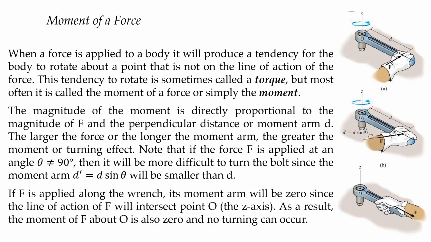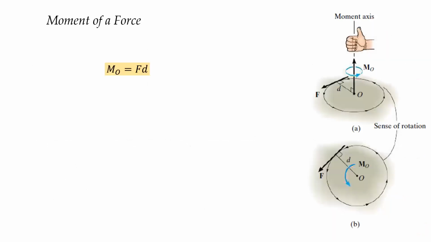Now, if F is applied along the wrench, its moment will be 0 since the line of action of F will intersect point O. As a result, the moment of F about point O is also 0 and no turning can occur. So, he says, if you pull on your wrench, you cannot turn your bolt.